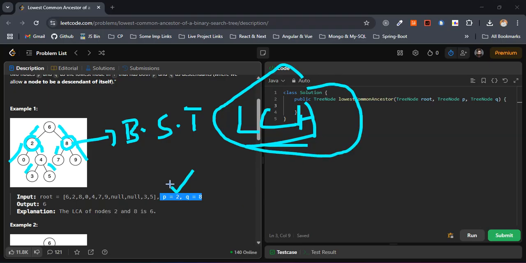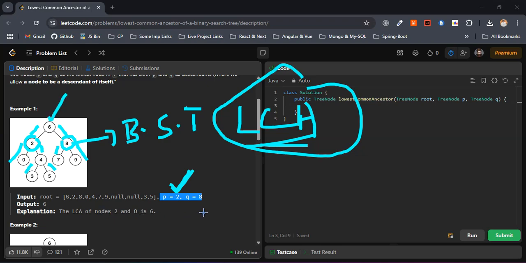Let's consider the first example. Now we have the understanding of the question. Let's discuss the approach followed by the complexities and then let's write the code. First, as usual, let's discuss the approach. We will start with the root 6.